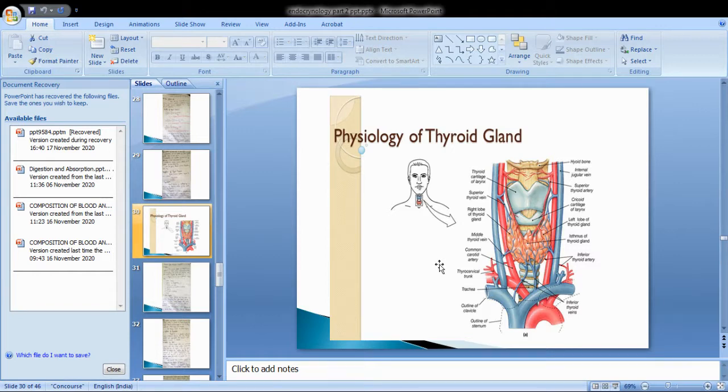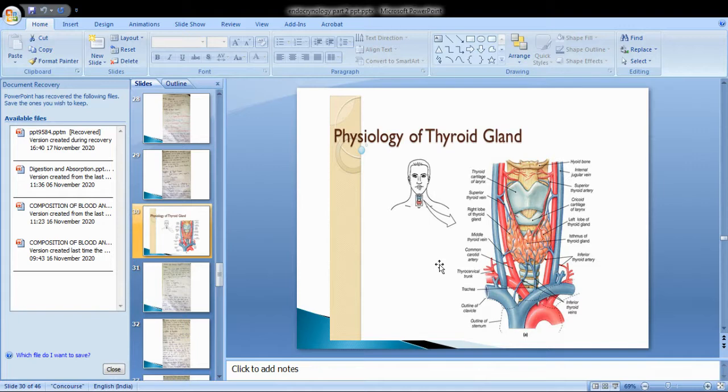ATP is the energy source for active transport, so that's why we use the enzyme sodium potassium ATPase. And thyroid stimulating hormone strongly activates the iodide trapping.